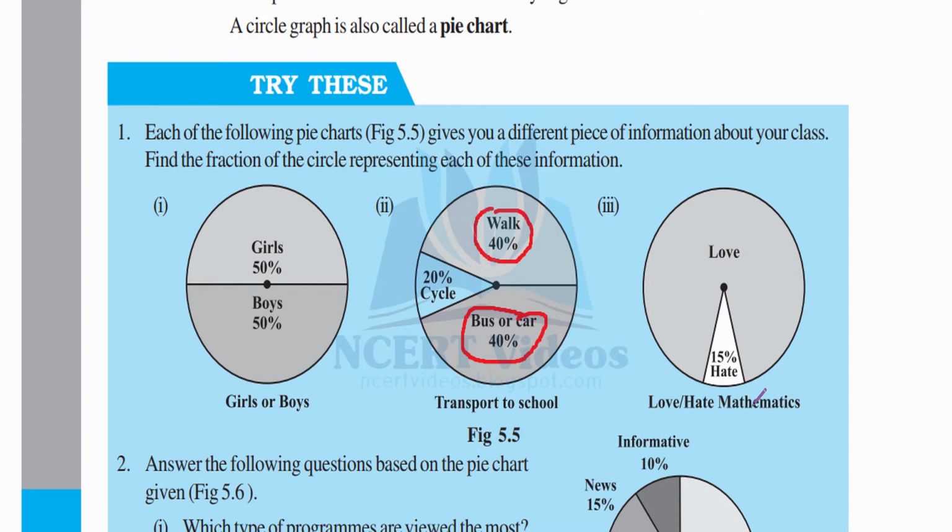Third case, love, hate mathematics. Well, 15% of the students hate mathematics. What does that mean? That 85%, although it is not written, we infer from this pie chart or this circle graph. So we can simply say that 85% of the students love mathematics.